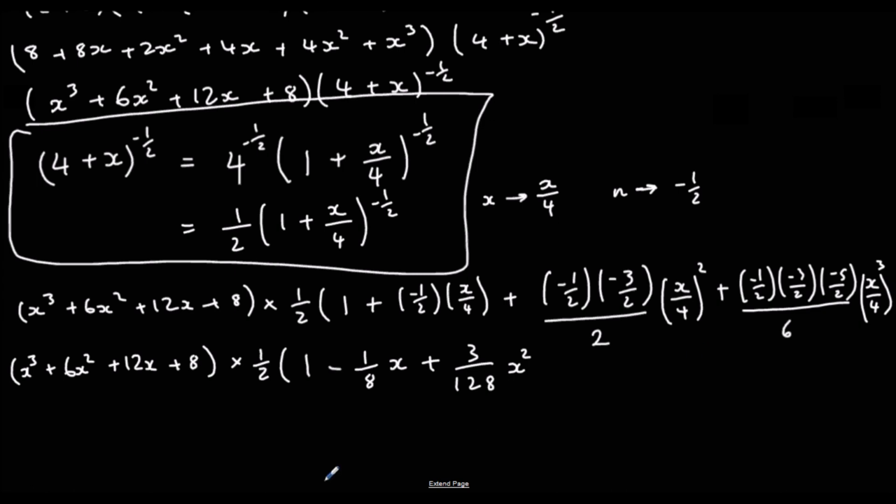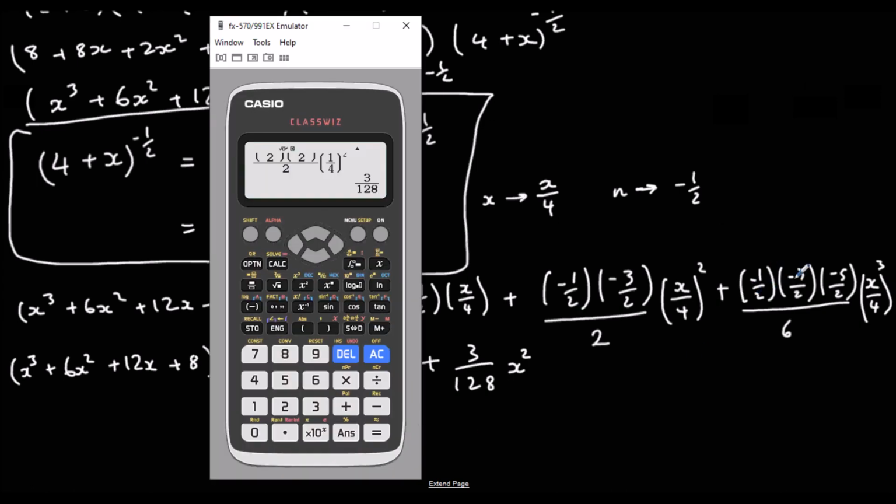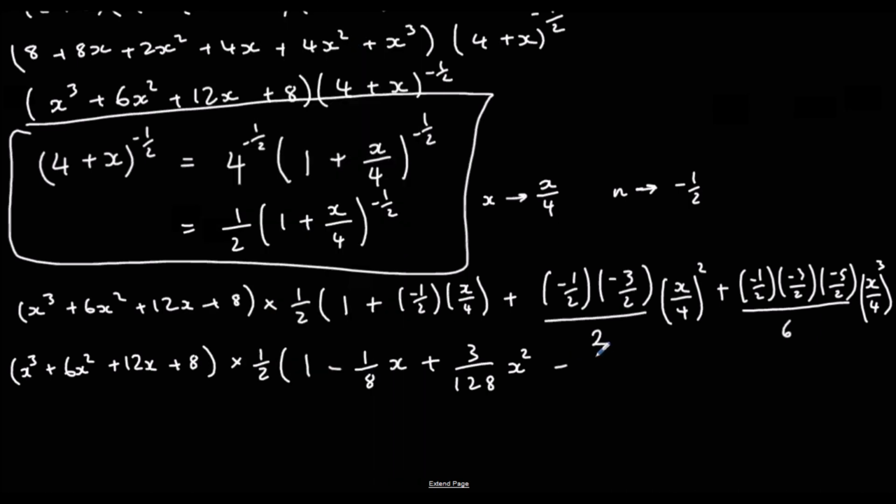And for our x cubed term, we've got minus a half times negative 3 over 2 times negative 5 over 2, over 6 times 1/4 to the power of 3. So negative 5 over 1024, and that's our x cubed term.